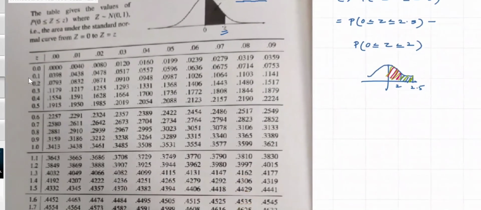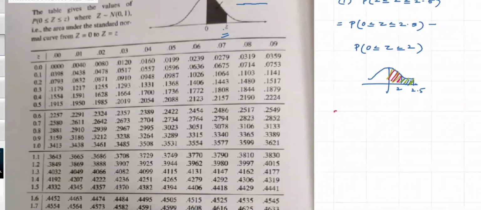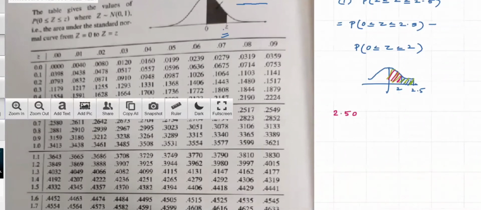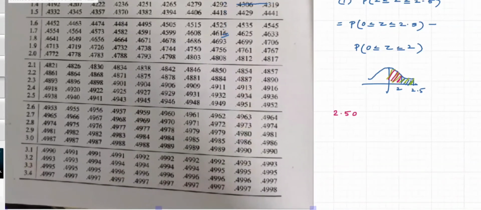Probability that z is between 0 and 2.5. So let's see how it is. You can see that the rows are representing the z values and the columns are representing the second decimal place of the z value. So 2.5, if you take it up to 2 decimal places, means 2.50. Now let's take the row corresponding to 2.5. So this is the row corresponding to 2.5.